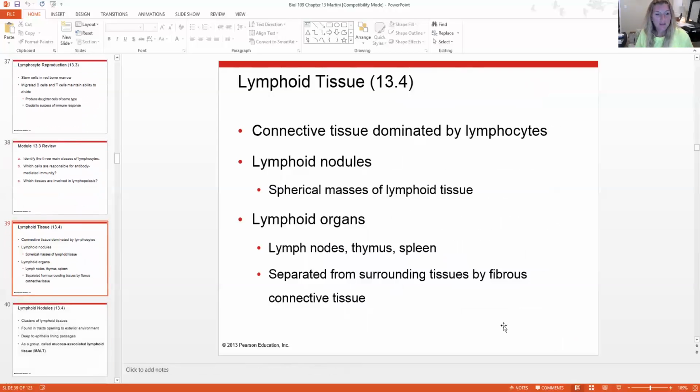Let's talk about specifics of our lymphoid tissue.